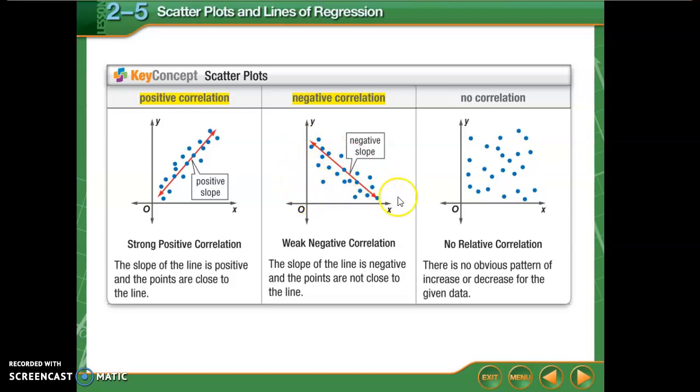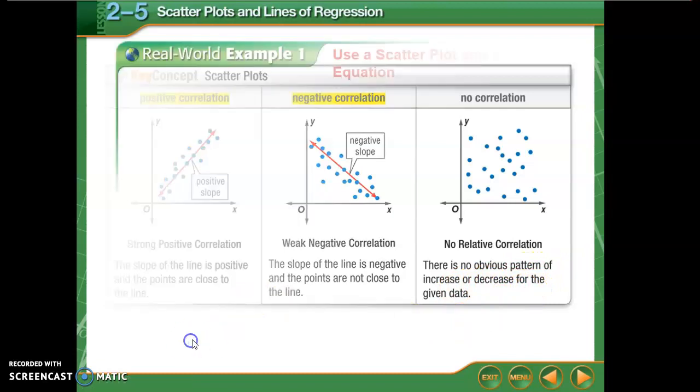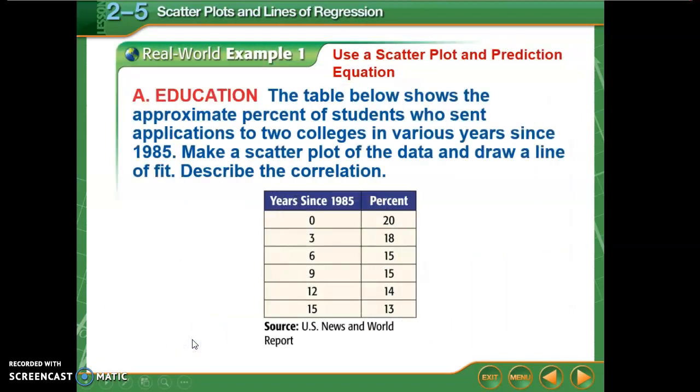Okay, negative correlation. So no correlation means the points are just scattered. There is no obvious pattern of increase or decrease for the given data. Alright, let's continue. So let's try to apply.